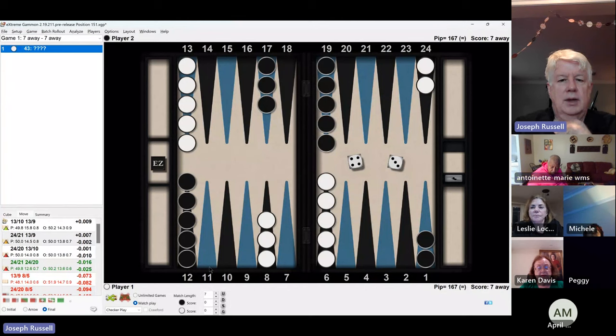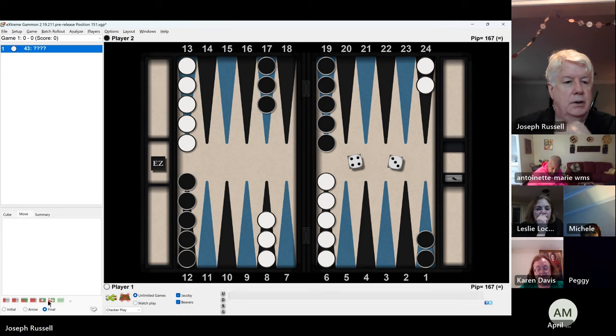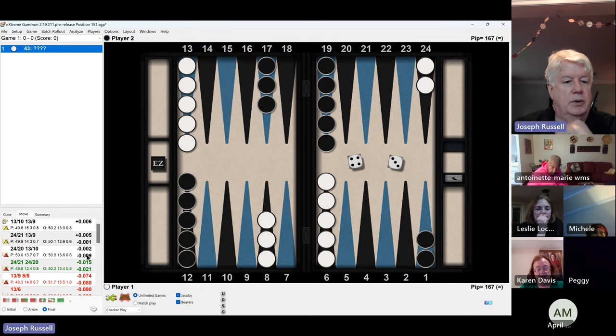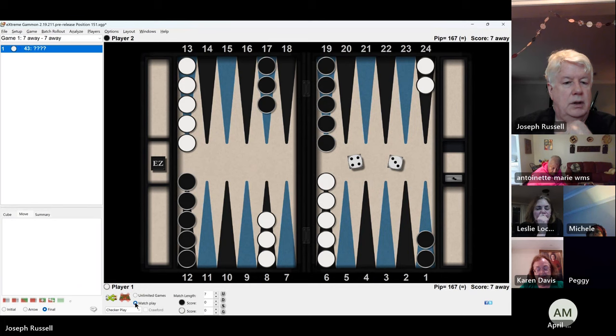Yes. Okay, so you can see here's the opening 4-3. This is basically 0-0, pretty much the same as money. If you look at unlimited games, it's probably almost identical. Yeah, it's very, very similar. Very slight difference.